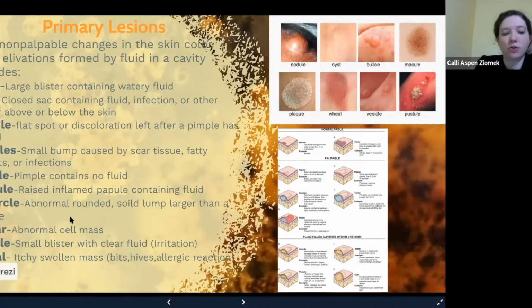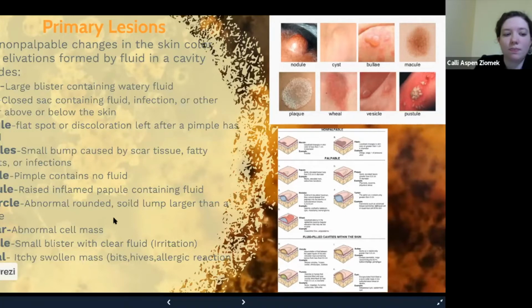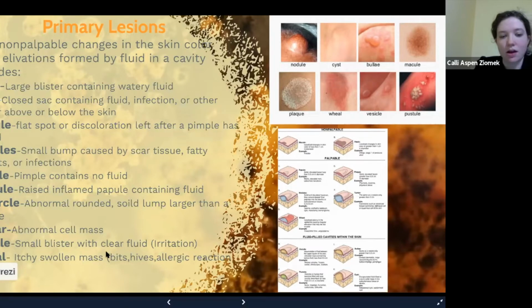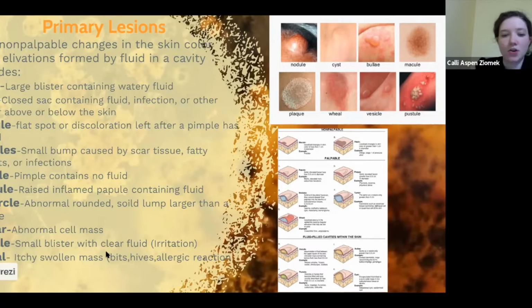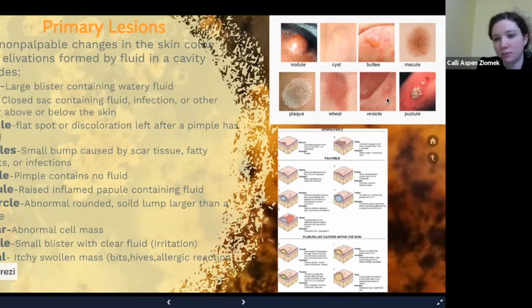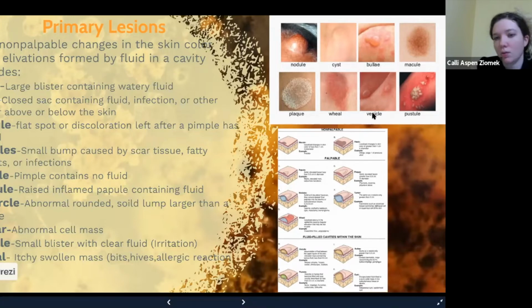Then you have a tubercle, which is an abnormal rounded solid lump that is larger than a papule. A tumor, which is an abnormal cell mass. A vesicle, which is a small blister with clear fluid or irritation. Those ones would be image number 3 on the bottom, whereas the pustule is image number 4.